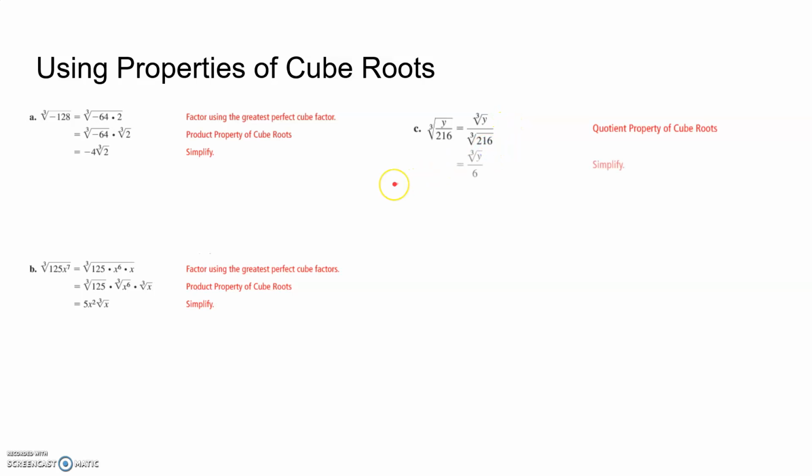Now on the bottom, there's actually, well, the number 6. 6 times 6 is 36, and multiply it times 6 a third time, and you do get 216. So that would be your answer there.